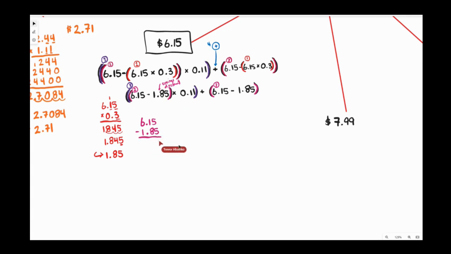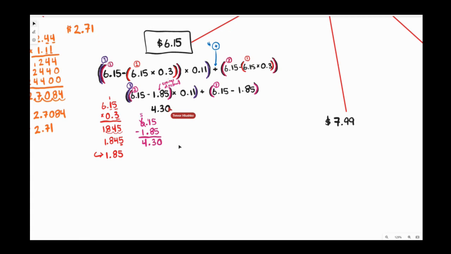5 minus 5 is 0. 1 take away 8, I can't do. I'm going to have to borrow. My decimals are lined up when I subtract them. And then 5 take away 1 is going to give me 4. So my sale price after my discount and savings are taken off is going to be $4.30. Okay. I'm not done yet though.